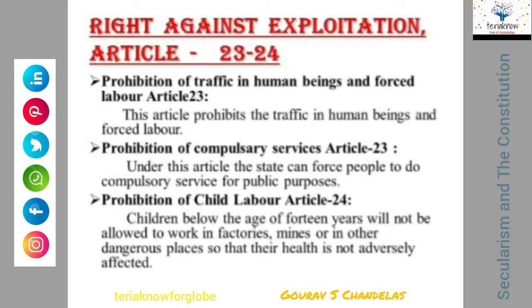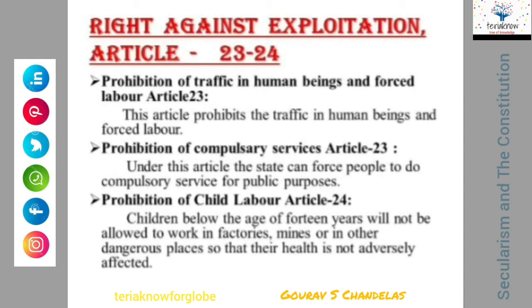And the first one is the prohibition of traffic in human beings and forced labor under Article 23. It means human trafficking is not allowed. It is prohibited in India under this right against exploitation. So this article prohibits the traffic of human beings and forced labor. So forced labor cannot continue. Understood?